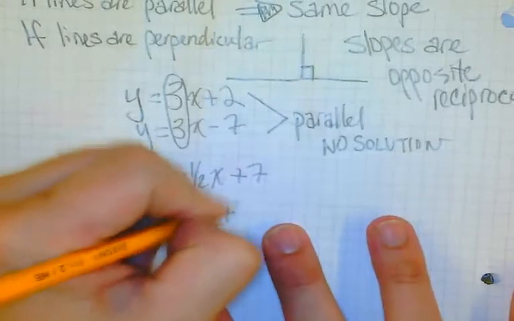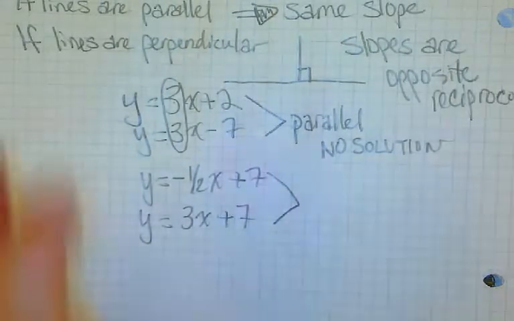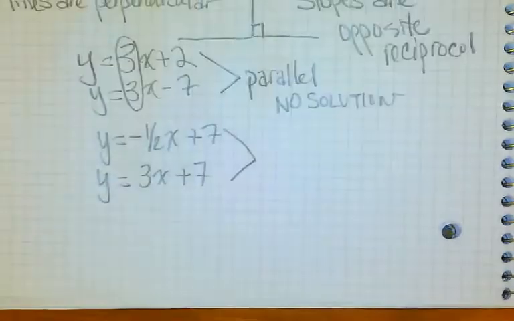What about if we did something like y equals negative 1/2 x plus 7 and y equals 3x plus 7? Mr. Jacob, what do you think about this? How many solutions do we have? Is it A, B, or C? Do we have one solution, no solution, or infinite solutions?